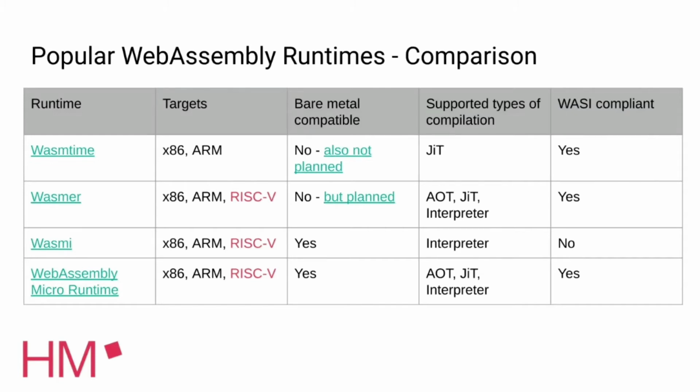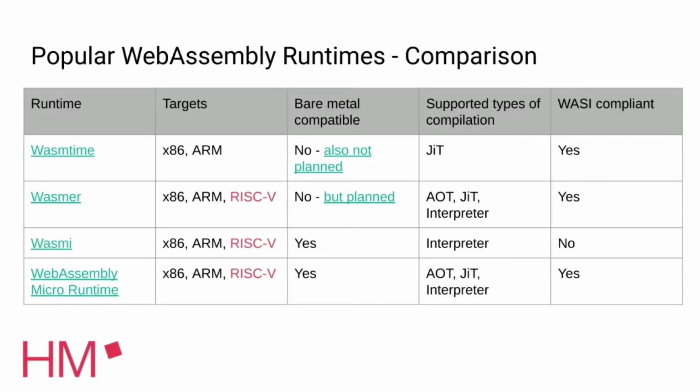Then there's Wasmi, that's also Rust-based. That's the one that we currently focus our work on. It also has RISC-V support. It supports bare metal operation in Rust, and it's only based on an interpreter. It doesn't have WASI compliance, which is also in many use cases not really necessary.